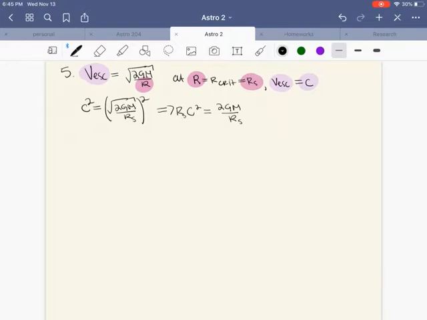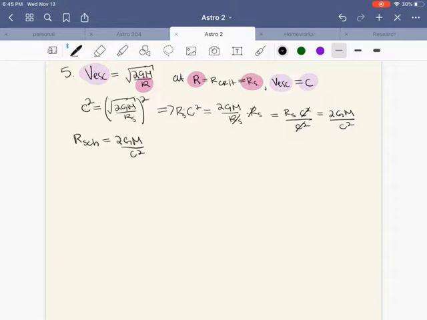I'm going to multiply both sides by RS because I want it up on top. It's going to cancel out, and I get RS c² is 2GM. I want to get rid of this c², so I'm going to divide both sides. Those are going to cancel, and I get my Schwarzschild radius is 2GM over c².